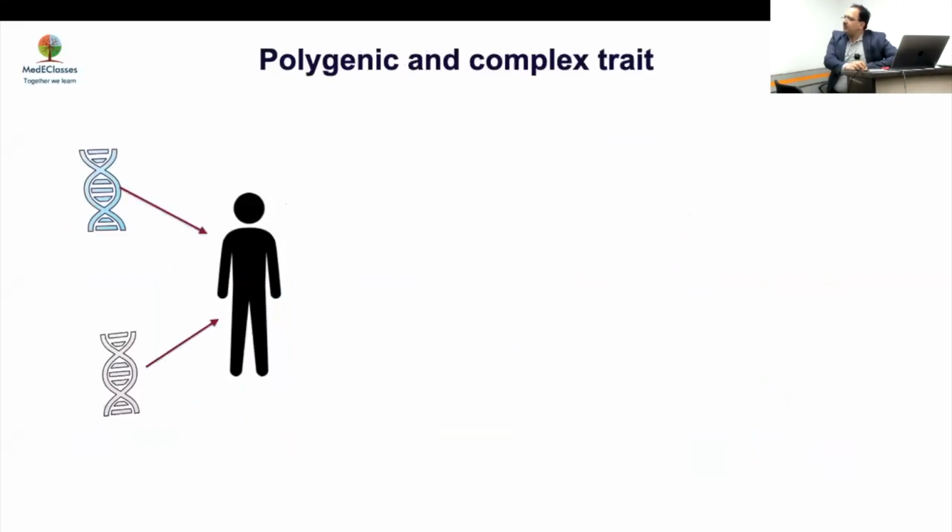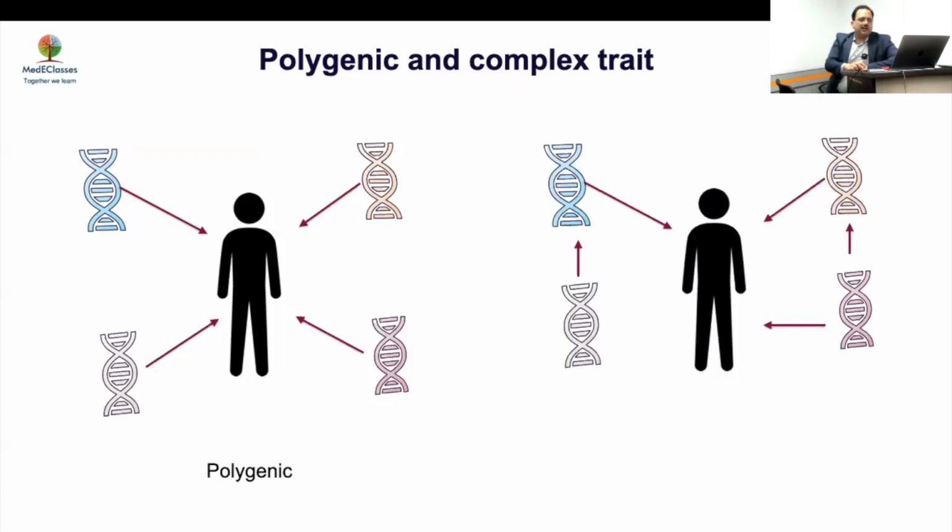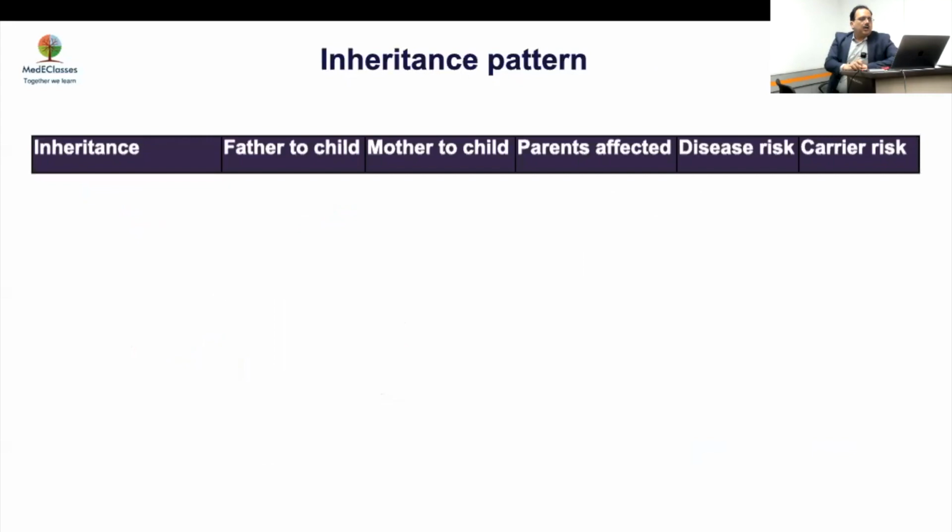What about polygenic? Multiple genes play a role, but they have small roles in that setting. And if you have a complex trait, genes and environment both play a role. This is what is known as a complex trait in that setting. So this is very quick. I think we'll go through quickly.